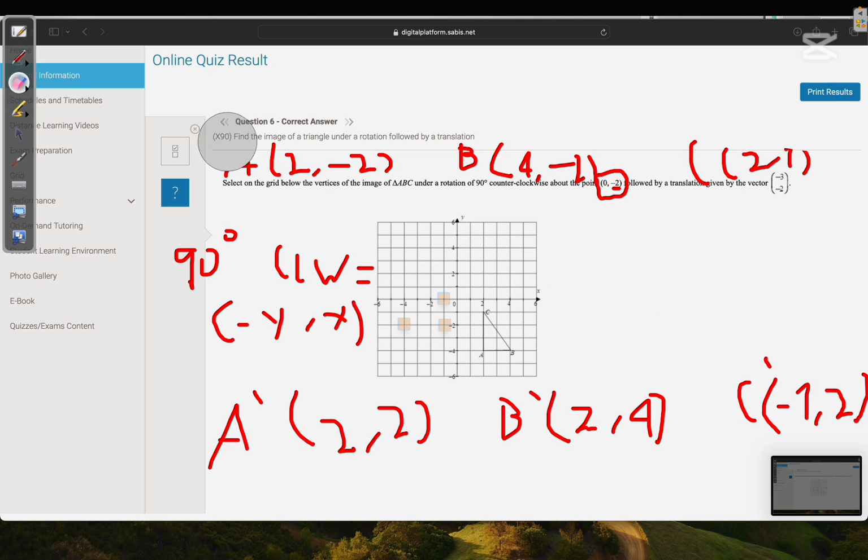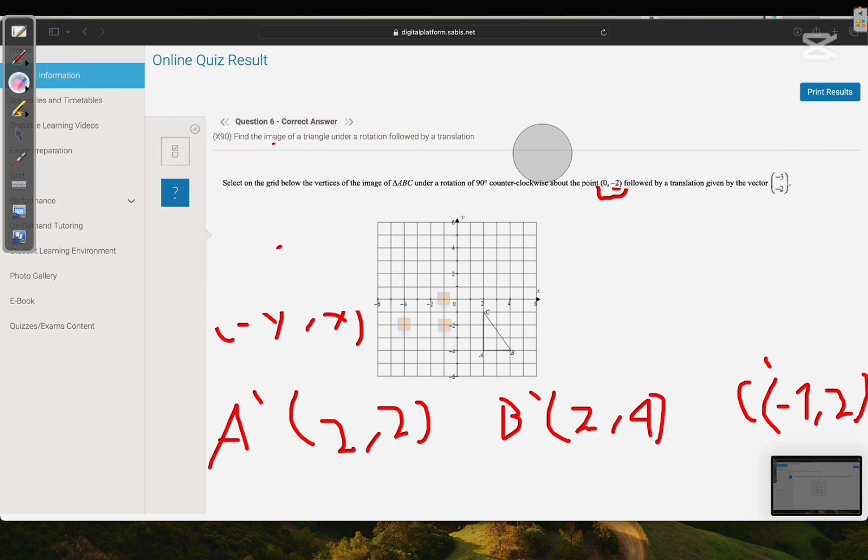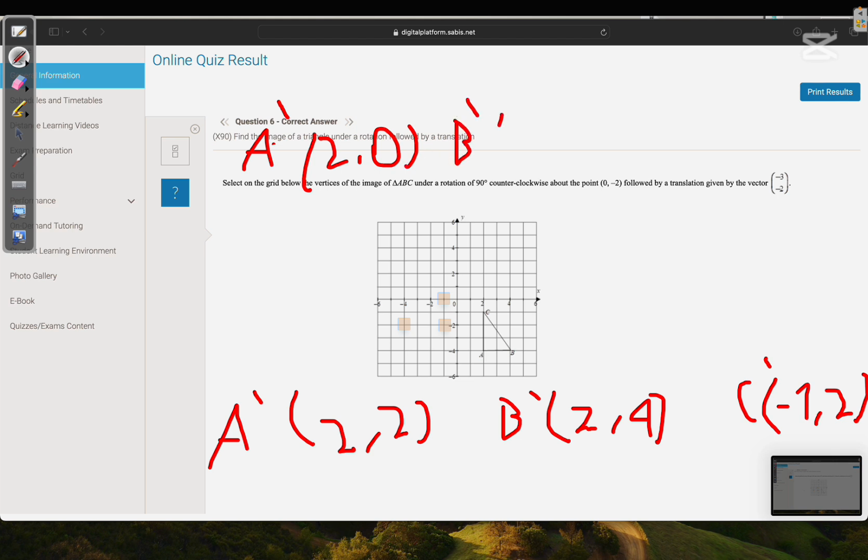Okay, now we need to go back to as if the point is 0, -2, so we do -2 from all of the y's. So A prime becomes 2, 0, B prime becomes 2, 2, and C prime becomes -1, 0, sorry.